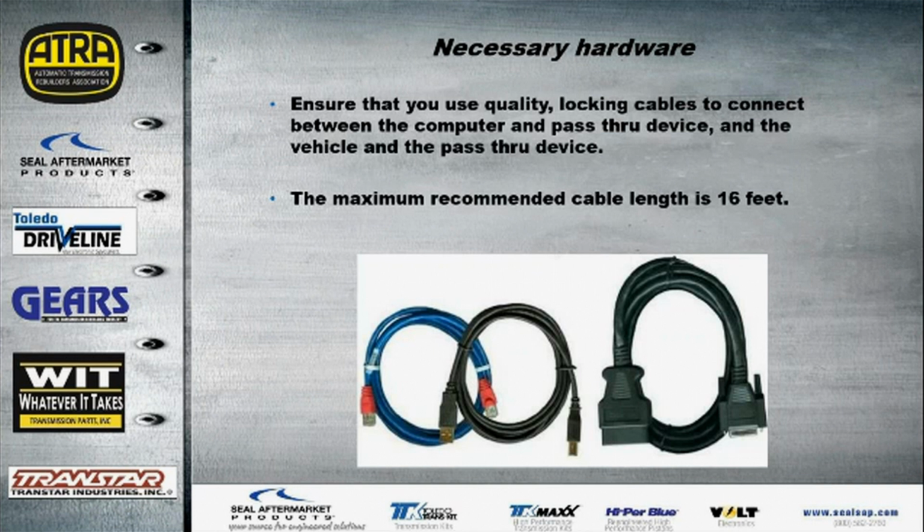Okay, also we have to make sure that our cables, the lifeline of the information coming in as well as going out, are quality locking cables at every junction. Sometimes the cables that might come with your pass-through device, depending on who they come from, might not look quality. If they don't look quality, go to a computer store and get some. Make sure they all have locking ends, and you want to keep that cable length 16 feet or under. The shorter the better. You don't want an antenna, and you don't want any signal loss with too long of a cable.